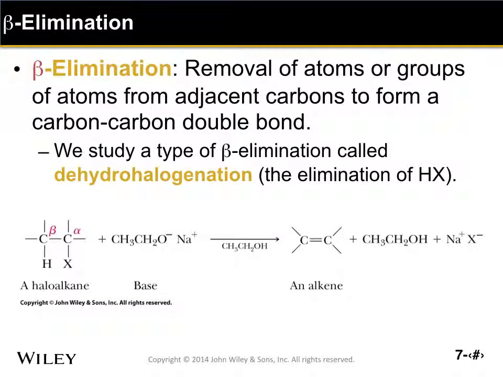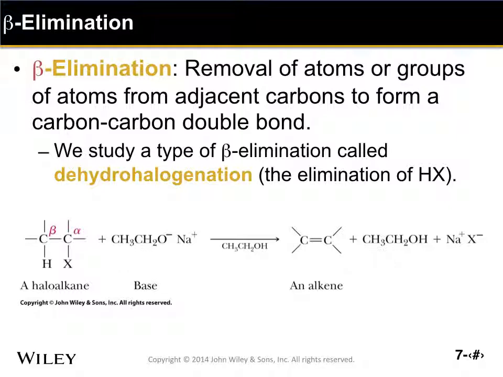The second alkyl halide reaction is the beta elimination. In this reaction, two adjacent carbons, one of them will have a halide, the other one will have a hydrogen.